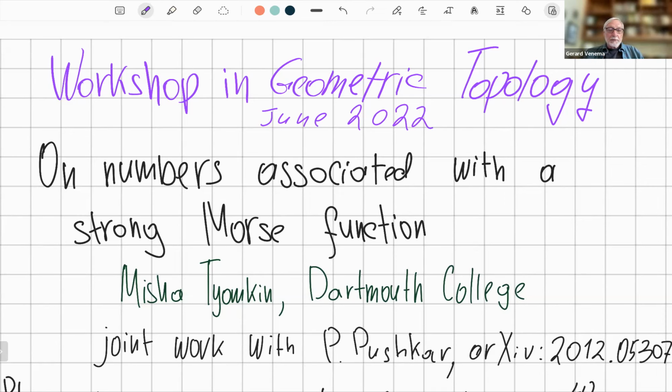Our next speaker is Misha Tyomkin from Dartmouth College, who will speak on numbers associated with a strong Morse function. Yeah, thank you for the introduction. Let me start by thanking the organizers for the opportunity to speak here. It's my pleasure. I'm going to report on a joint work with Petya Pushkar, posted on the archive for some time, on numbers associated with a strong Morse function.